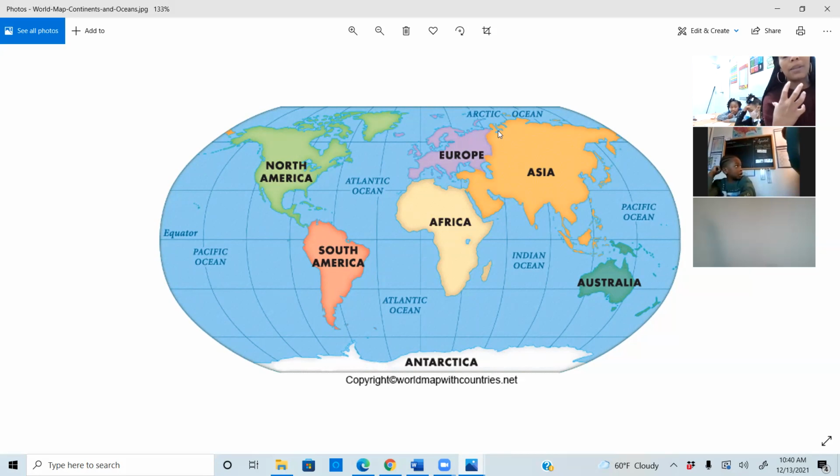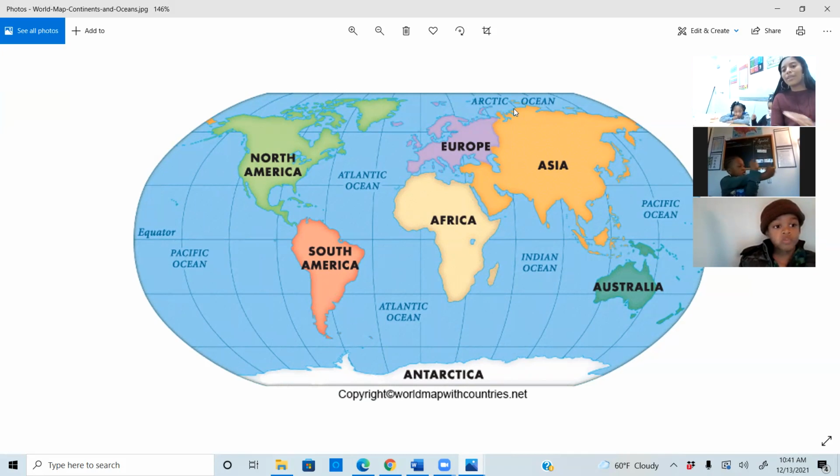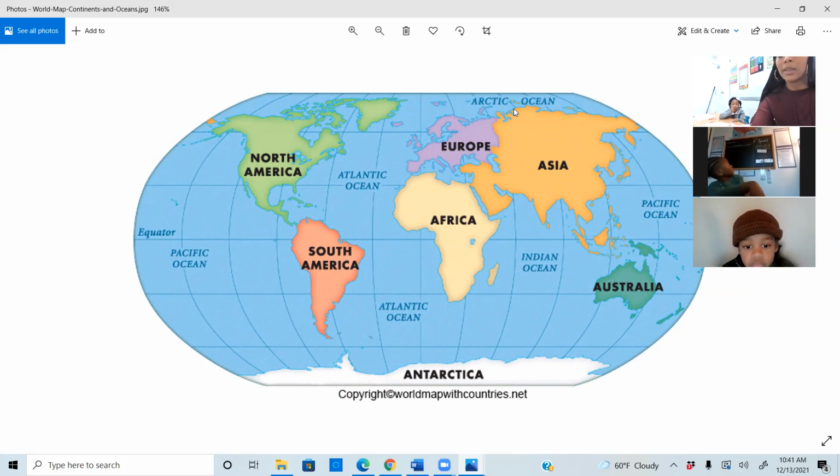So again, they are the Pacific Ocean, the Atlantic Ocean, the Indian Ocean, which is here by Africa and Asia, and the Arctic Ocean, which is up here by Europe and Asia as well. Okay, so those are the 4 major bodies of water. So this week, this is what we're focusing on: our 7 continents and the 4 major bodies of water.